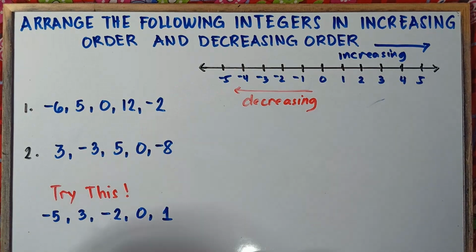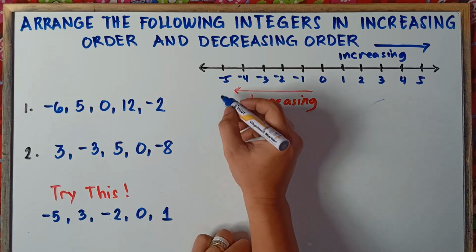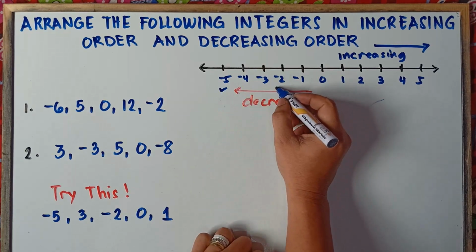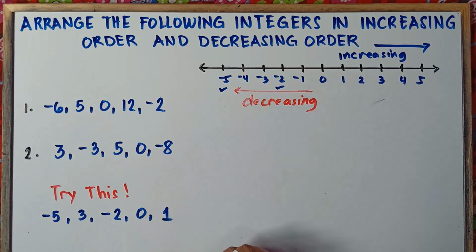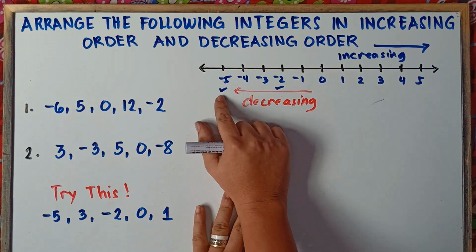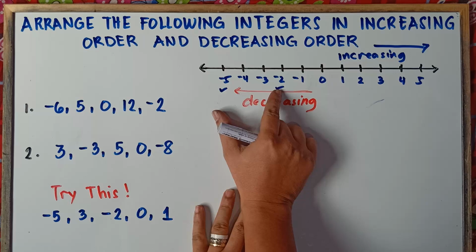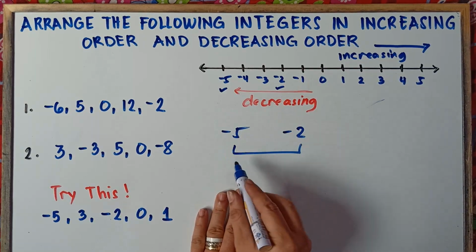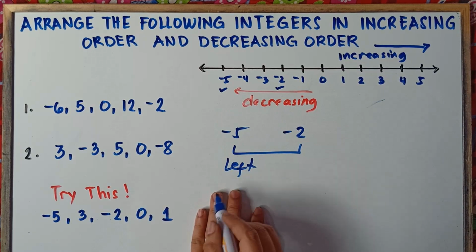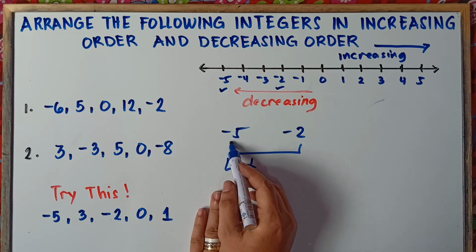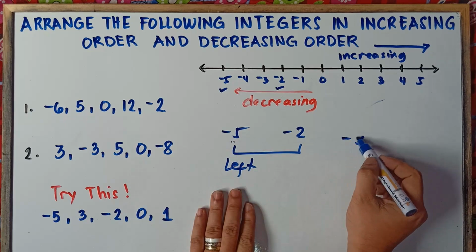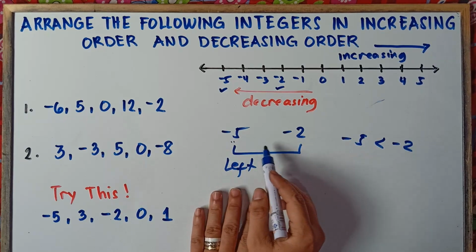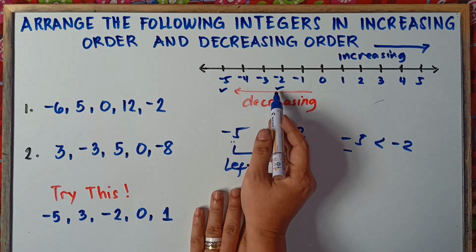We can say that negative 5 is less than negative 2. Question, why is that, sir? Because negative 5 is on the left of negative 2. Negative 5 is here, and negative 2 is here. Negative 5 is on the left, so negative 5 is less than negative 2.